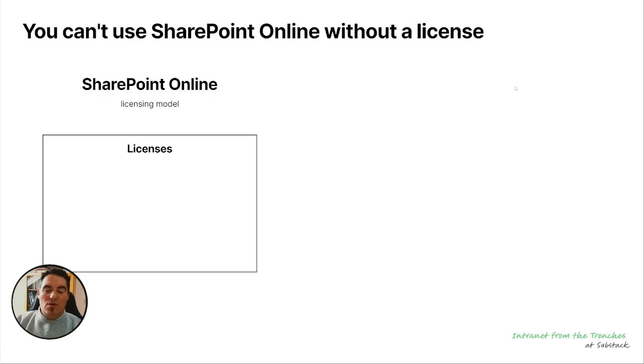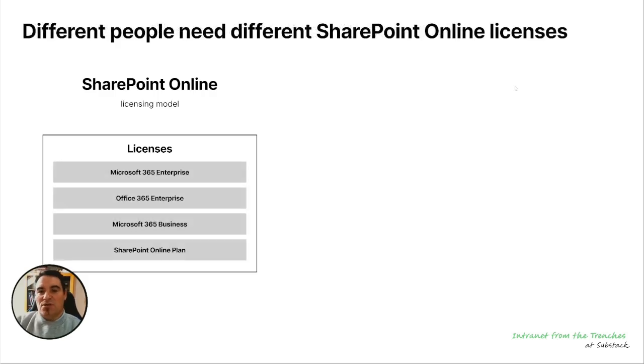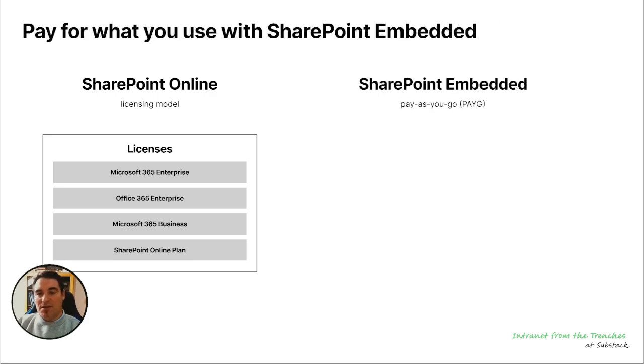As you know, SharePoint Online needs a licensing model, where each user has to be assigned a specific license to use SharePoint, to access the document libraries, the sites, and so on. And in the SharePoint Online world, we have a lot of different kinds of licenses available. Here, for example, I put the Microsoft 365 Enterprise license model, the Office 365 Enterprise licenses, and so on.